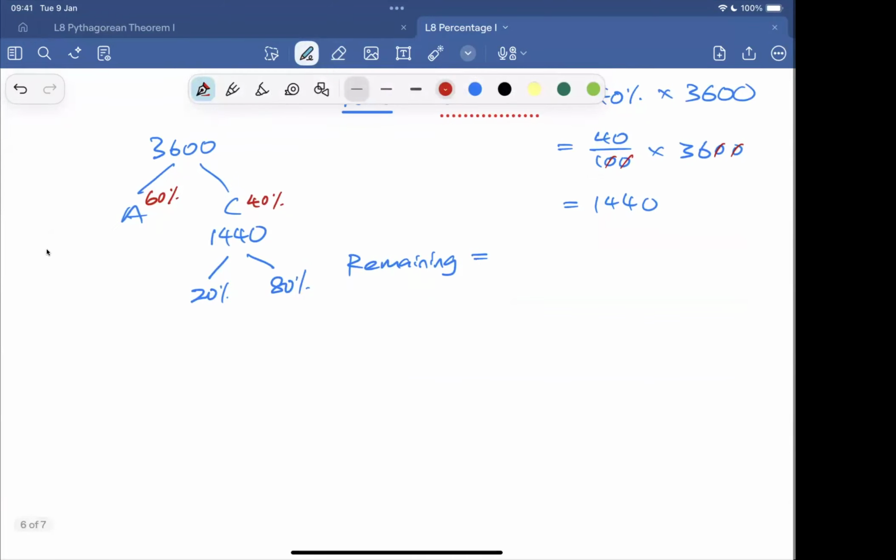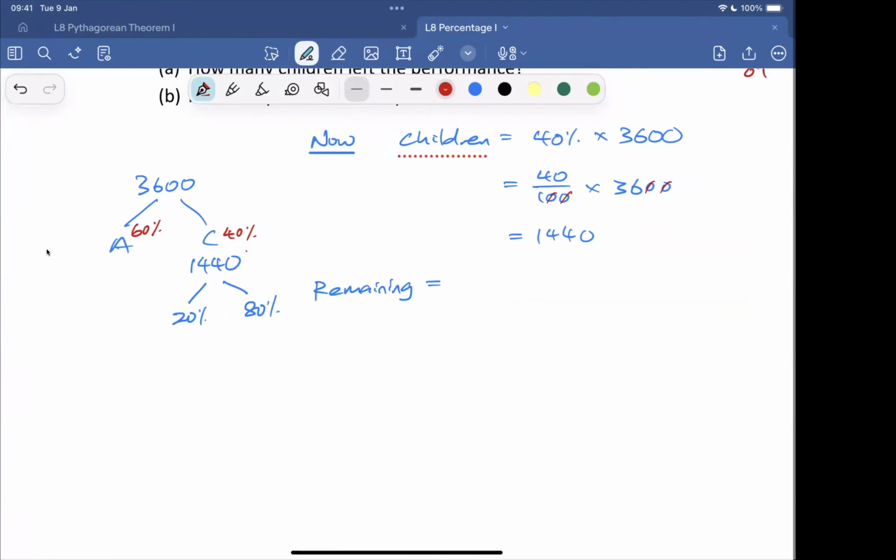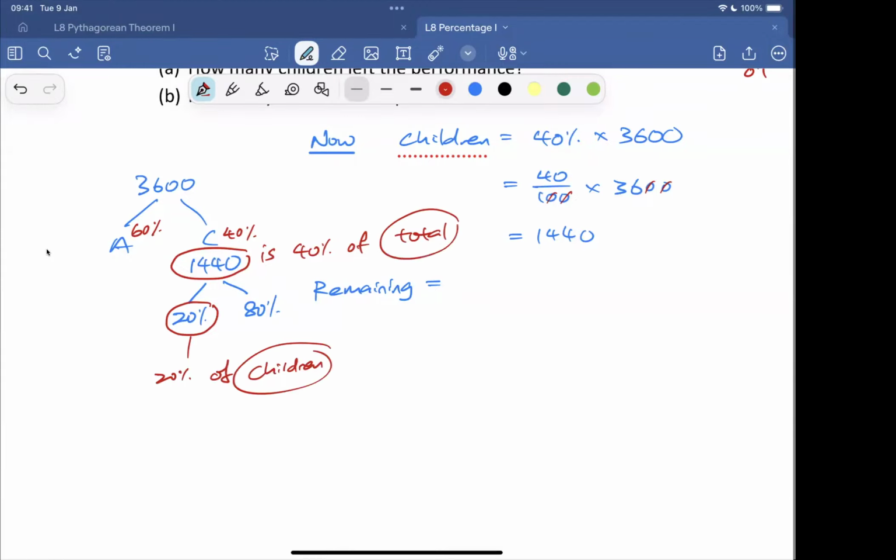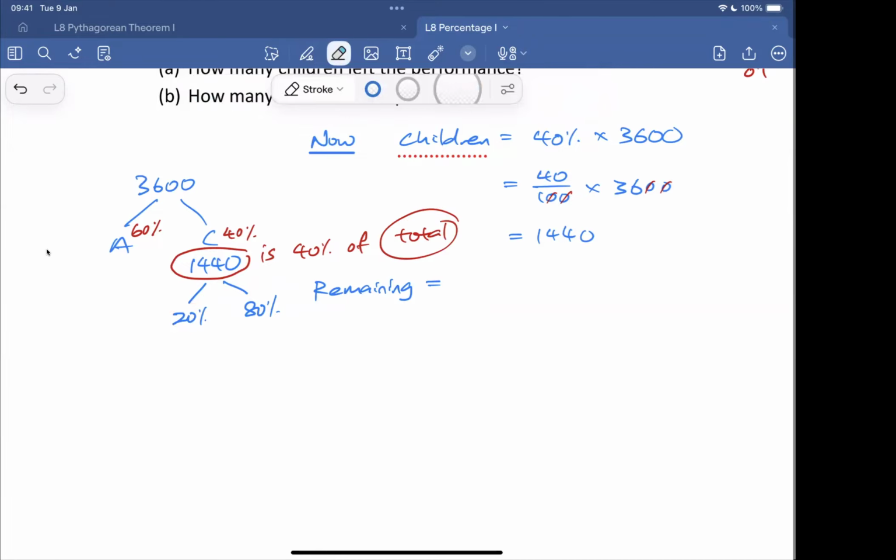1440 is 40% of what? The total. So is it related to this 20%? This 20% is 20% of what? Children. Is it the same as the total? No. So you cannot confuse them together because you are referring to a different thing.